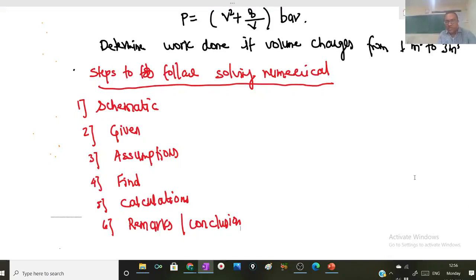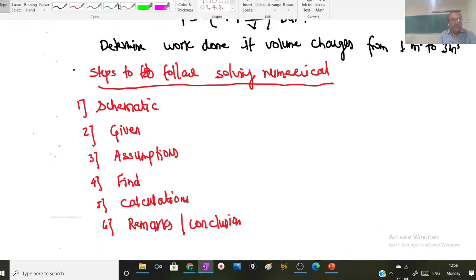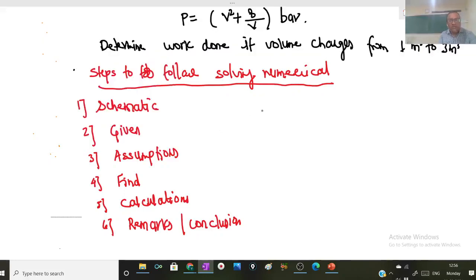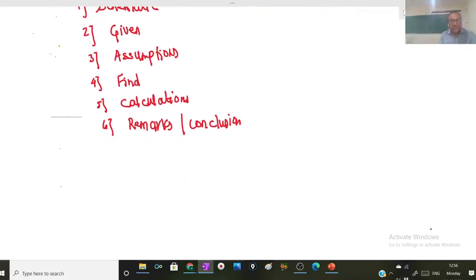Okay, so let us solve this numerical. I will take your precious 5 extra minutes, so kindly bear with me and I beg your pardon for that also. So let us draw the schematic first.